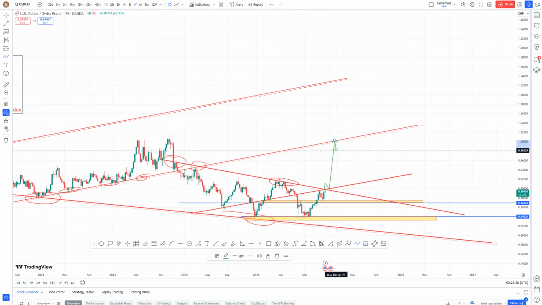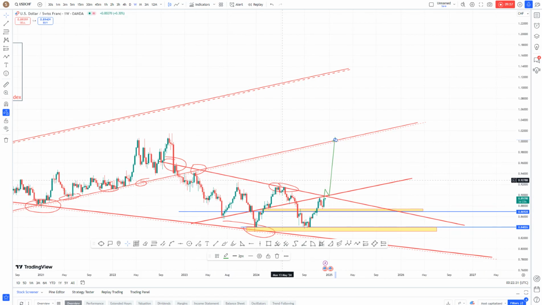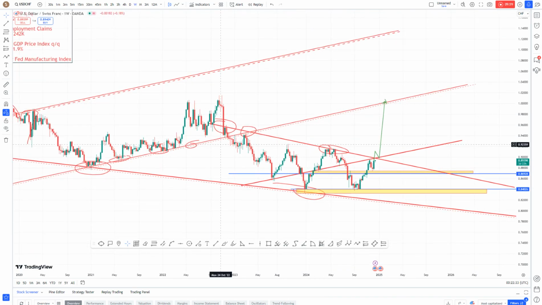So if we manage to escape this route, then we prepare to go long against CHF. If that happens, then it builds us another chart pattern where we see this triangular structure.